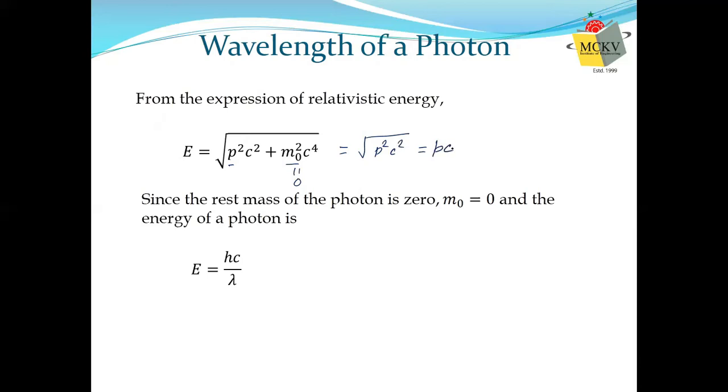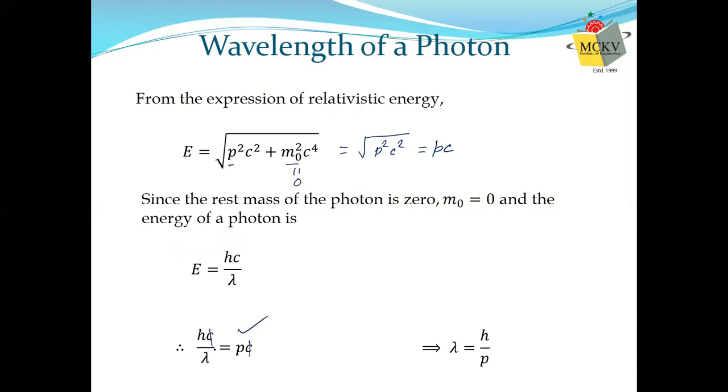And we know that the energy of a photon is equal to hc by lambda. So, if we use these two facts, then we get hc by lambda equal to pc. The c's cancel out, giving lambda equals h by p. Again, the mathematical form of de Broglie hypothesis. So, the de Broglie hypothesis can be established from any other well-known or well-established laws also.